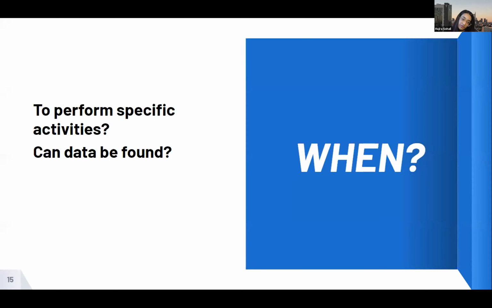When is the fourth W. So when to perform specific activities related to the project. Is it time sensitive? Is it not? And when can the data be found as well? You have to be mindful of time if that's an issue for your project.